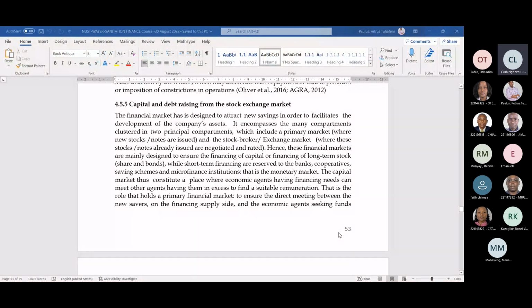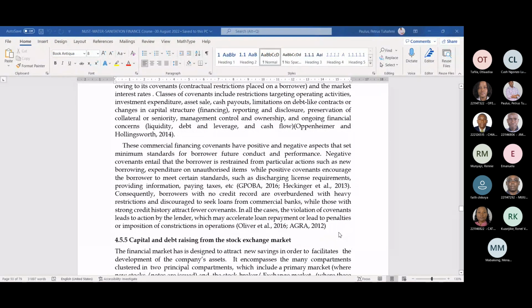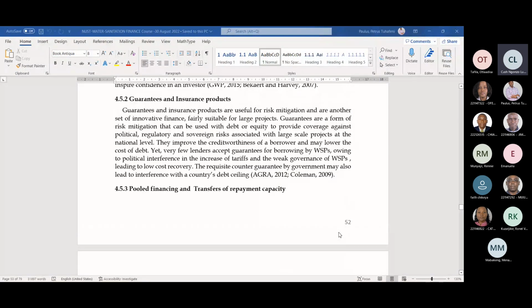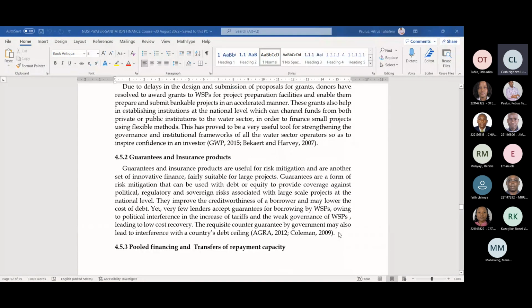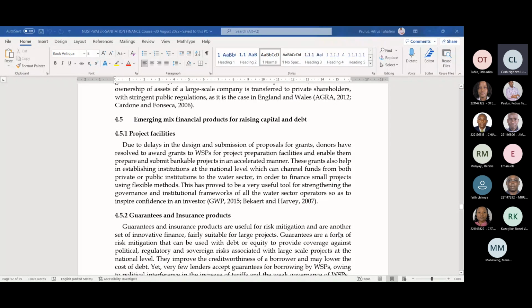Is it? Yeah, 52. Sorry, 52. 4. In your paper it is written 4.5, but in mine 4.3.